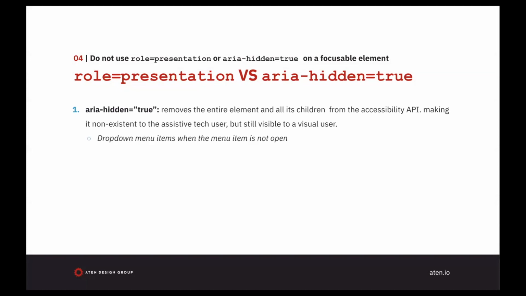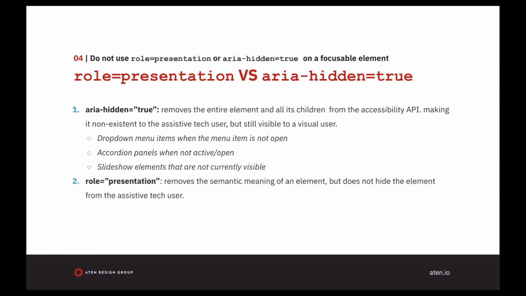So this could be used for maybe drop-down menu items when the menu isn't open. We don't want the user to be able to access those. It could be accordion panels when they're not active, when they're not open. So if they're closed, you shouldn't be reading the content that's within the accordion. When it's open, it would no longer be hidden true. Could be slideshow elements that are not currently visible as well. We don't want a user being able to interact with that slideshow except for the one element that's there.